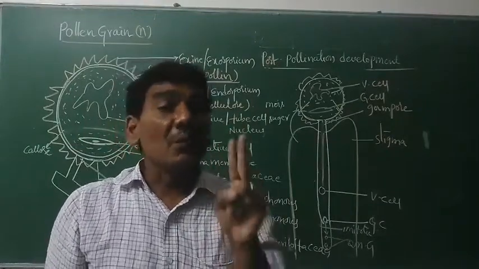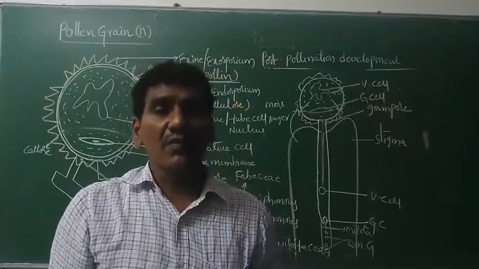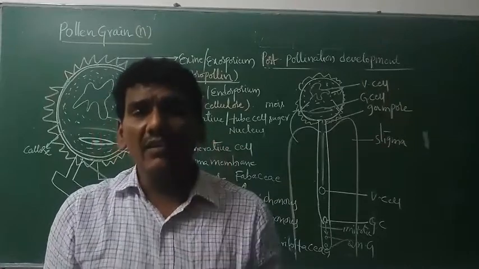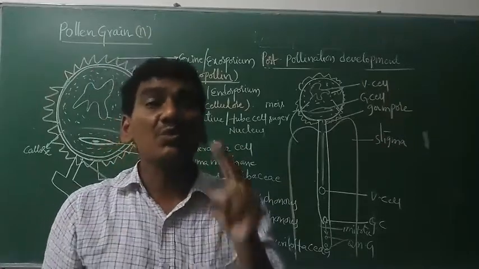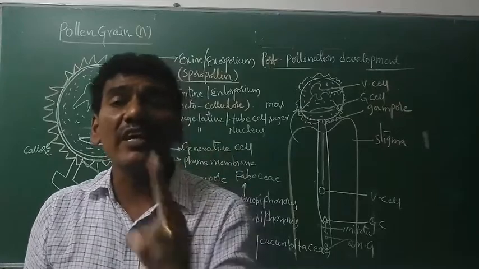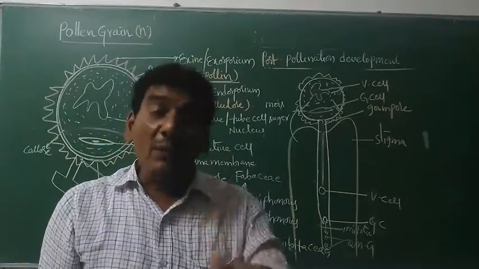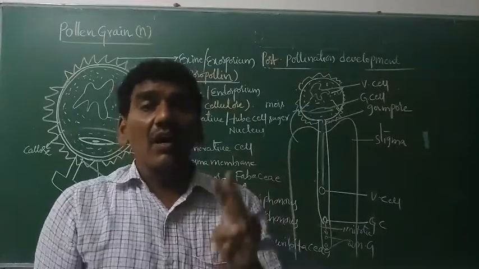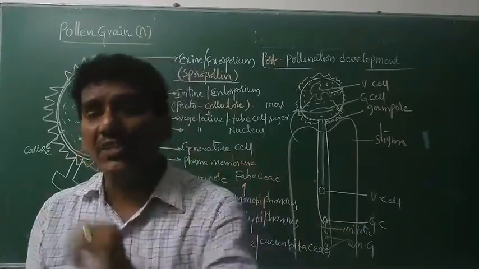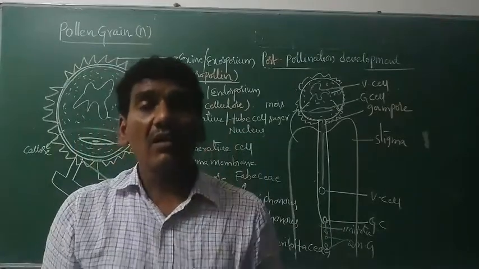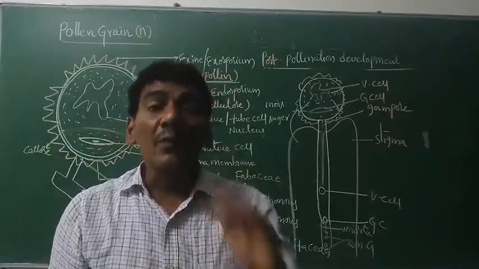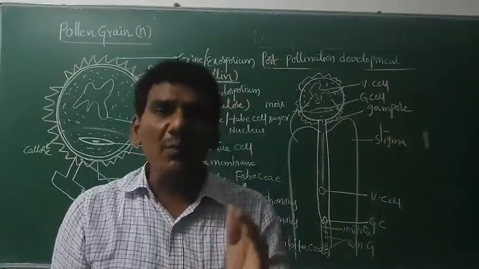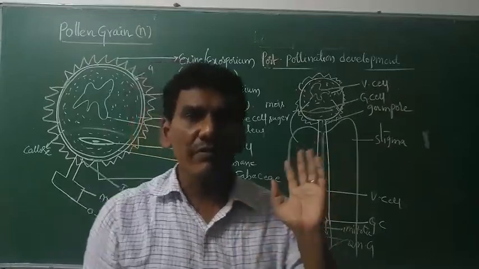In 60% of angiosperms, the pollen grains are released from the anther at the two-cell stage. Those two cells are the vegetative cell and the generative cell. In the remaining 40% of angiosperms, the pollen grains are released at the three-cell stage. Those three cells are developed only before dehiscence of the pollen grain. This is one of the important concepts. Thank you all.